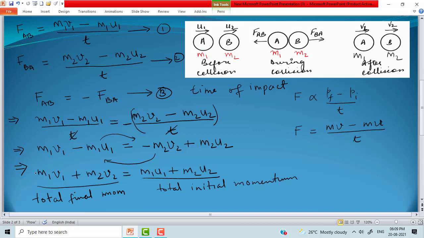Here we have proved that there is no change in the total momentum of the system, even if the momentum of the individual body changes. The total momentum of the system does not change. Then here is the law.